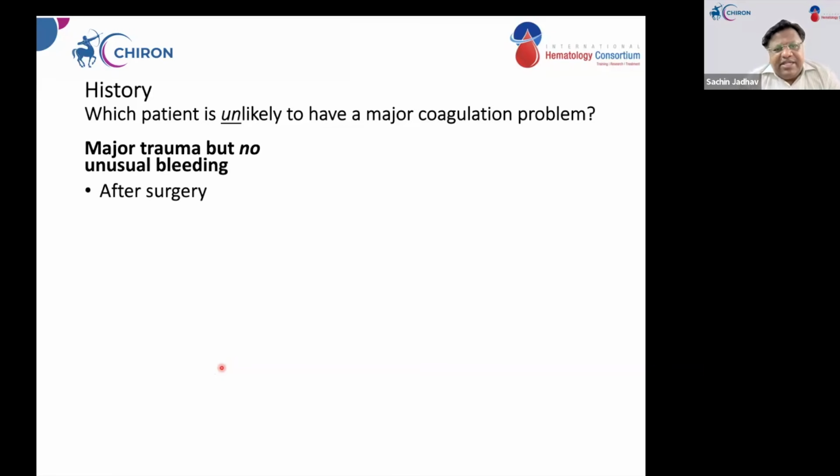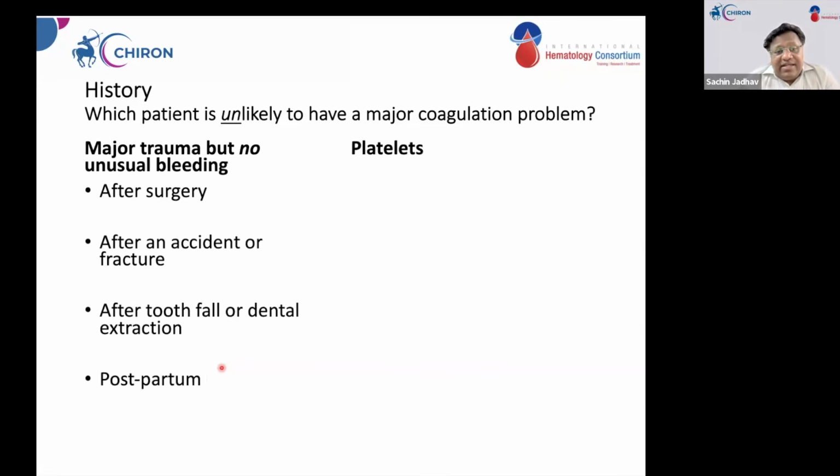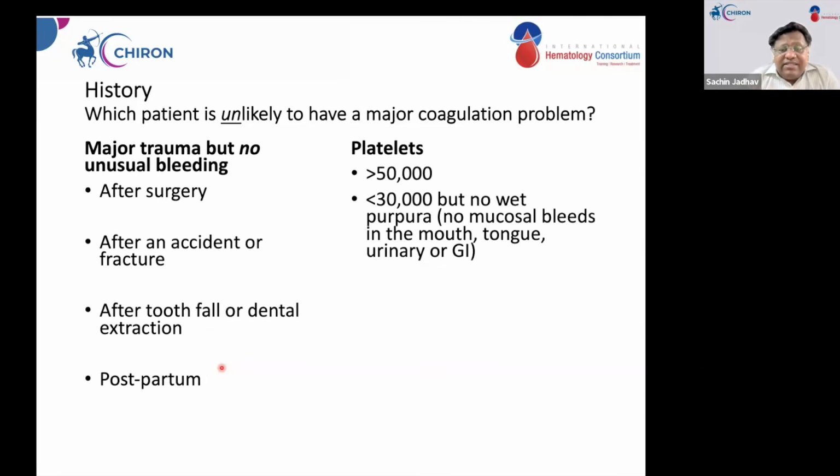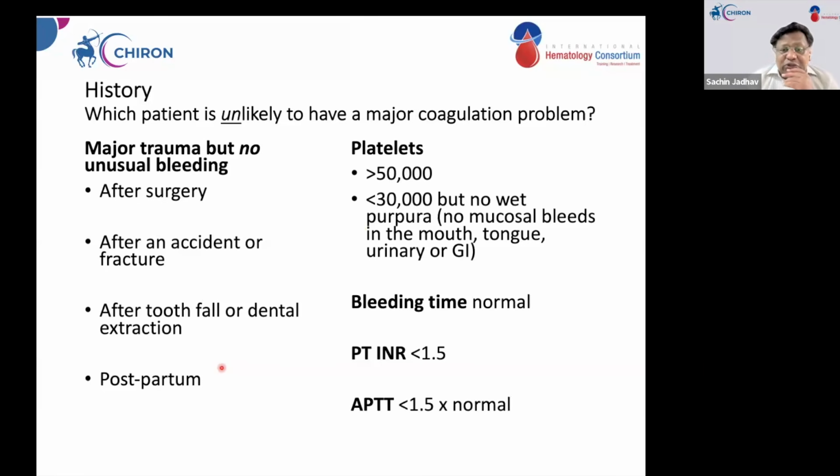If somebody says, yeah, I had appendicectomy or I had tonsillectomy, and no, doctor, that time there was no bleeding, right? Or I had an accident, fracture, no bleeding. Tooth fall, dental extraction, postpartum, like I told you, right? And if we are worried about platelets, then if the platelets are more than 50,000, or less than 30,000 but no wet purpura, if the bleeding time is okay, PT INR are less than 1.5 times normal.